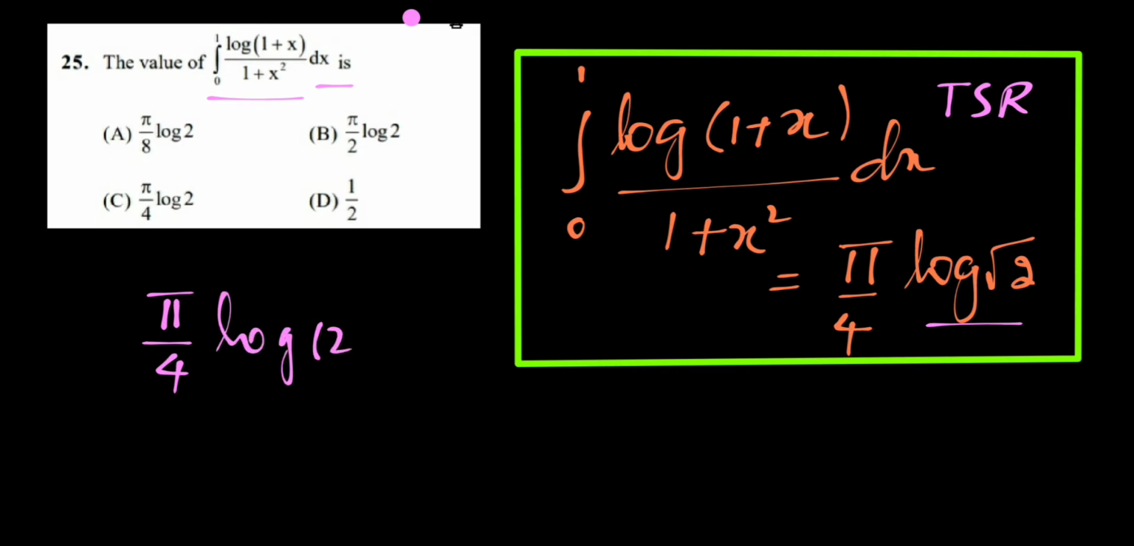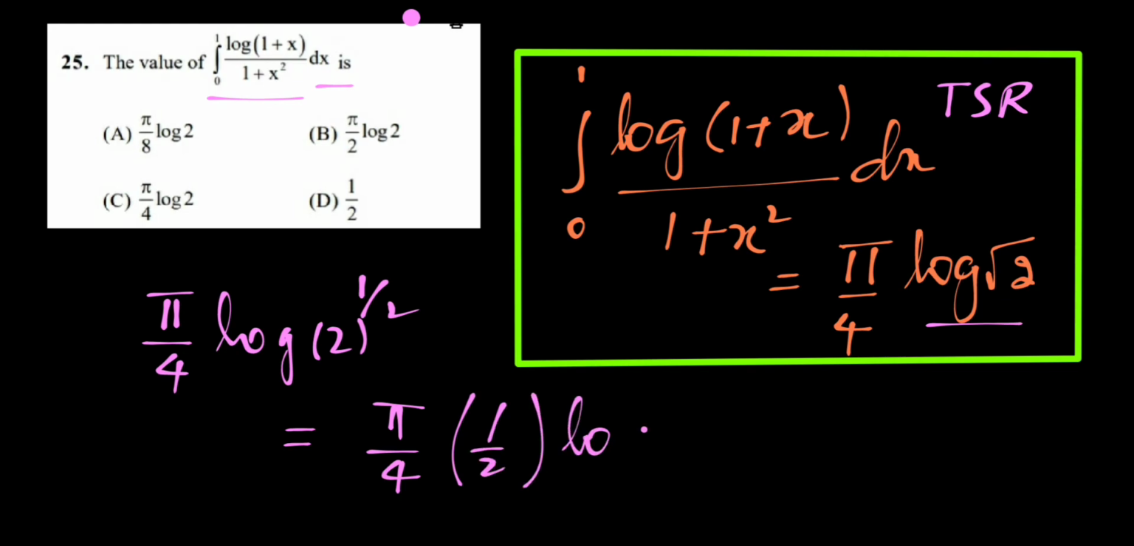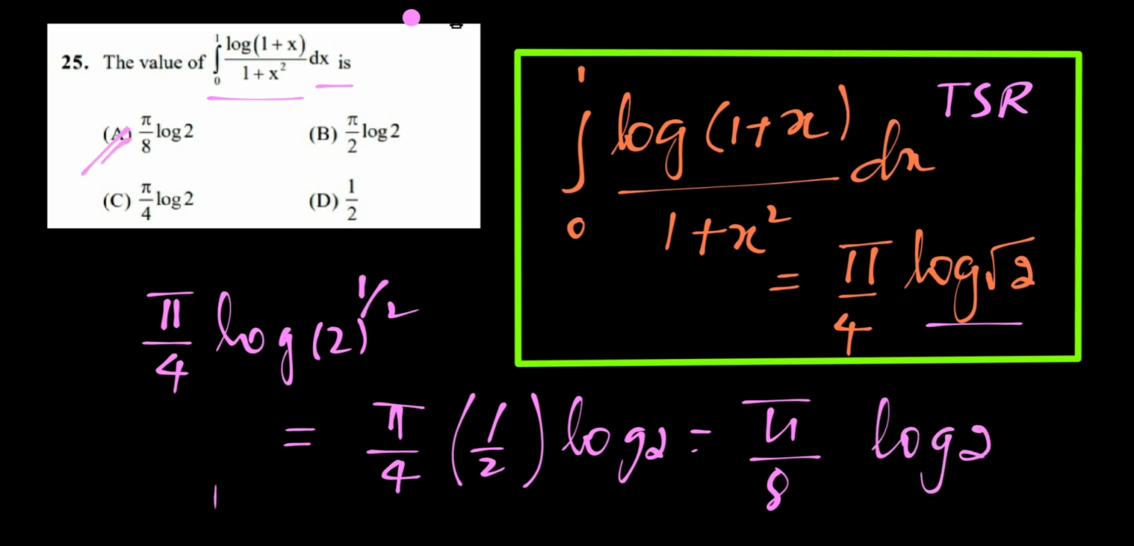Log root 2 we can write as log 2 power 1 by 2. The log a power m formula I will apply. Pi by 4 into 1 by 2 log 2, that is nothing but pi by 8 log 2. Pi by 8 log 2. Option A is the correct answer. We can use normal simplification also, but that is a lengthy method.